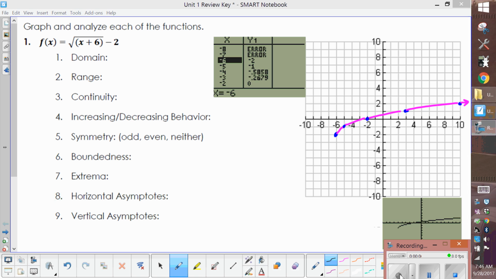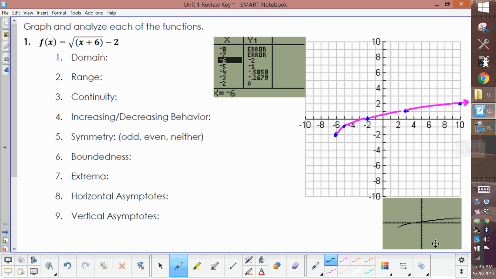Okay, this is problem 1 from the Unit 1 review. And if you look up here, you'll notice the first thing I did is I graphed this function in my calculator, y equals. And here's what your graph should look like. So whatever is on your paper better match that.